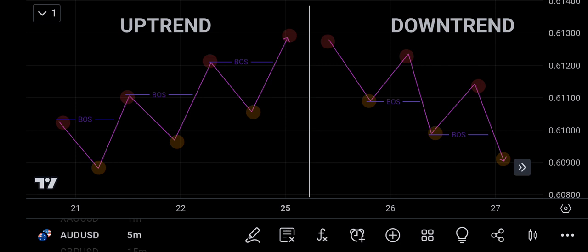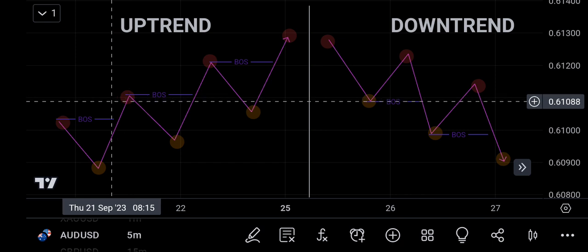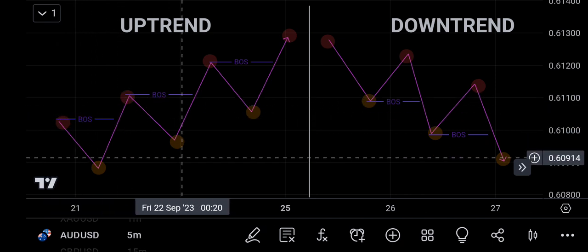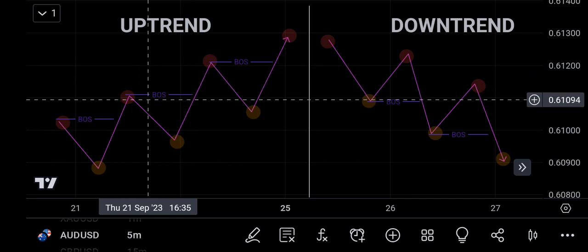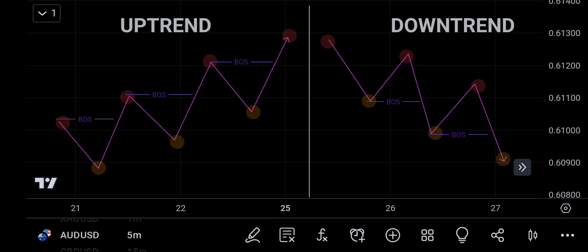Now break of structure happens when, in an uptrend, the market takes out the previous high. Right here, that's the previous high, the market took it out, so we say it broke structure at that point. We have another high, the market came down, took out that high, so we say it broke structure at that point. Same thing applies even in a downtrend.